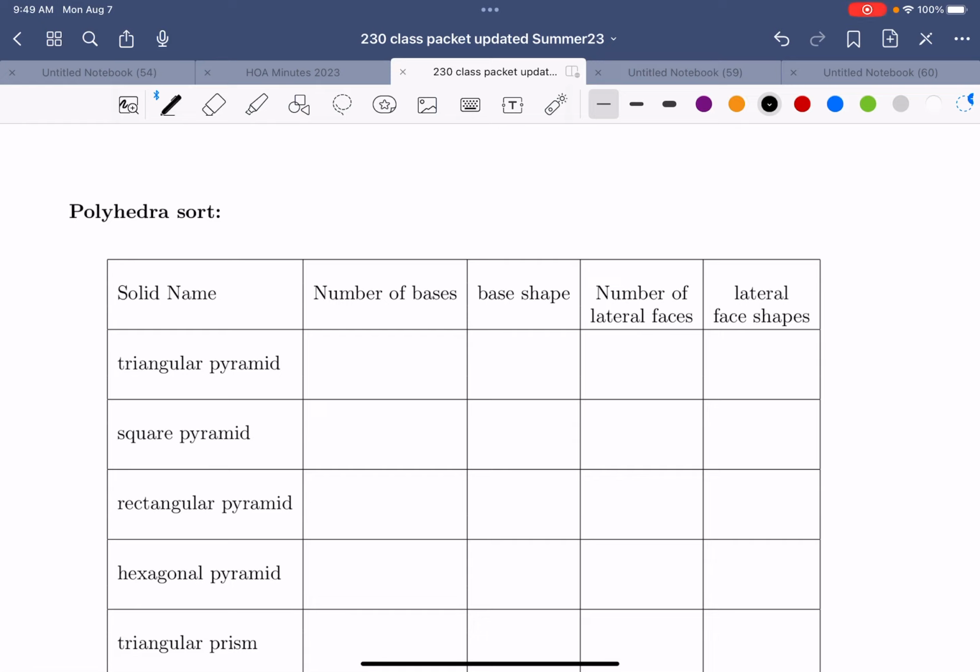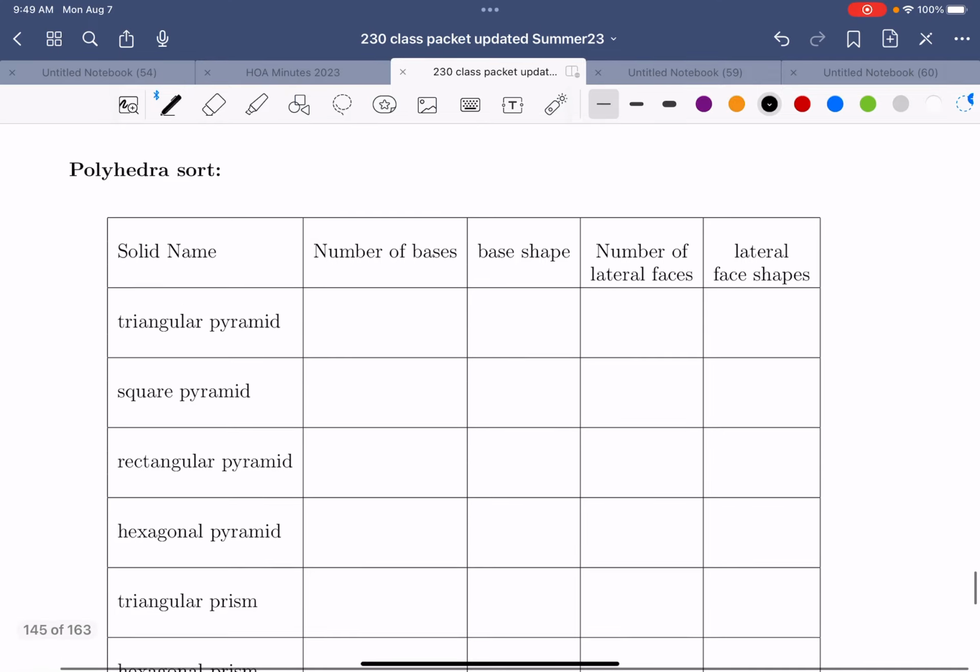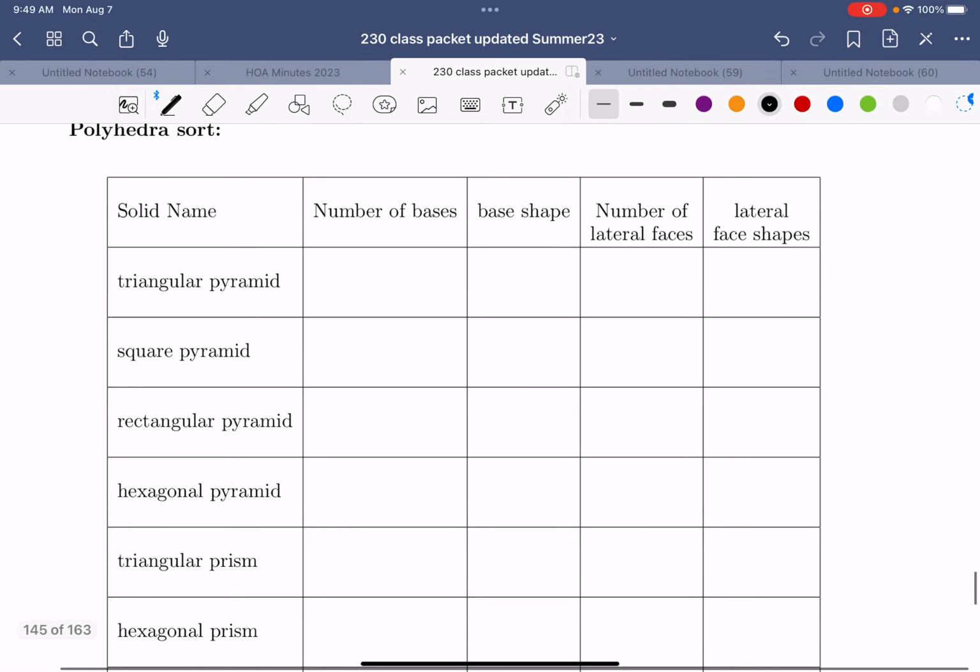Okay, so in the polyhedral sort part 1, I went through all of the objects and sorted them for you. And now we're going to go through and talk about bases and lateral faces. Remember that bases are going to be our shapes that are not triangles or rectangles in general. They can be anything that you want them to be. And then lateral faces are the faces that are not bases. So in general, the bases plus the lateral faces add up to your total number of faces.